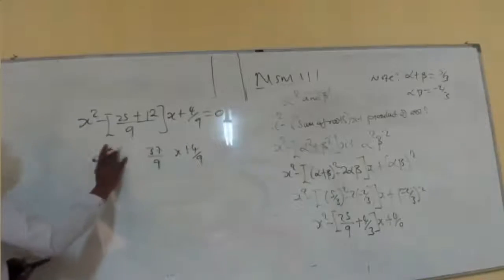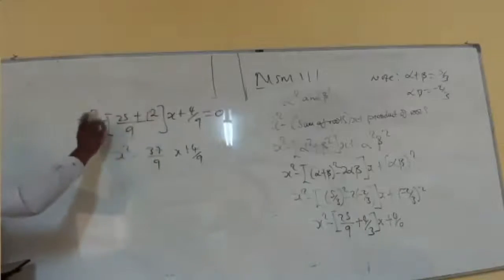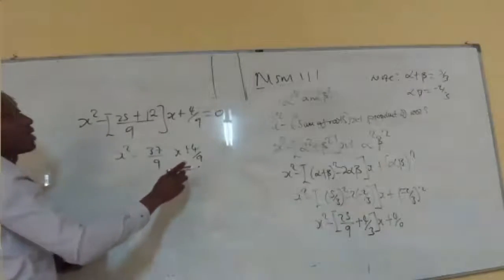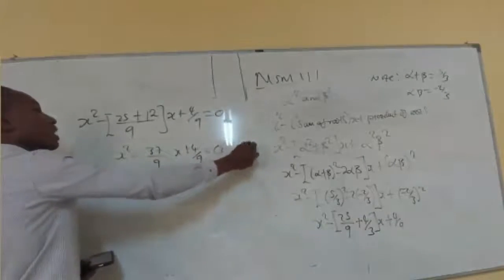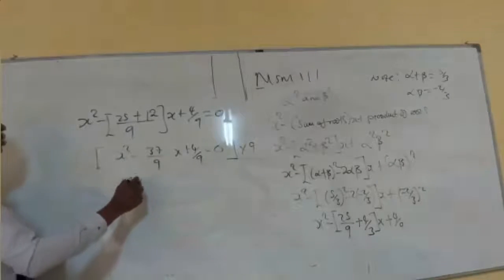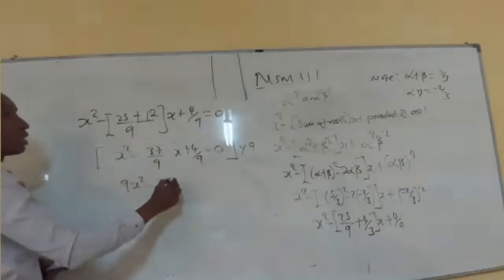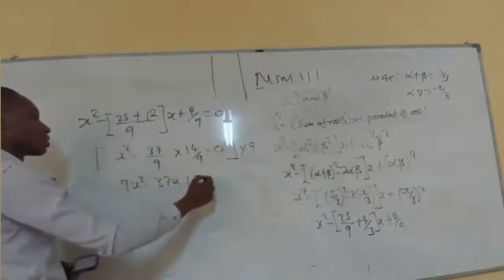Okay, so that we have x squared minus 37 over 9 x plus 4 over 9 equals 0. Multiply throughout by 9, so that the final answer is 9x squared minus 37x plus 4 equals 0.